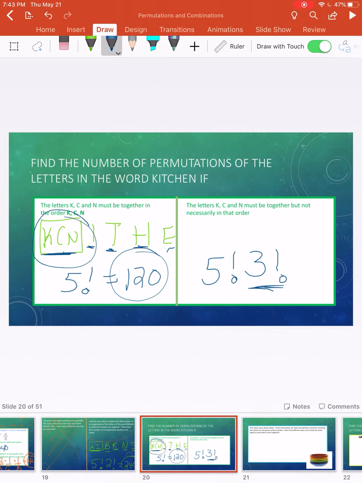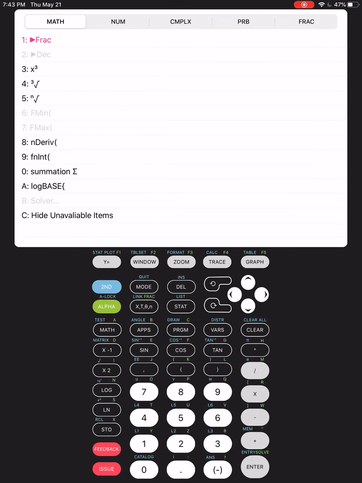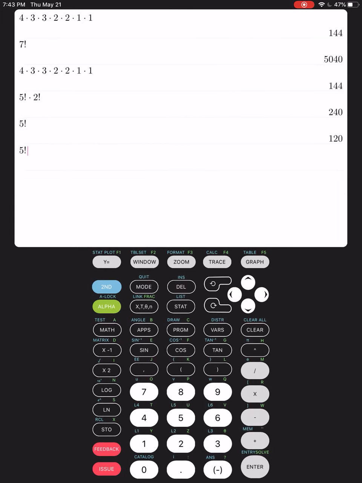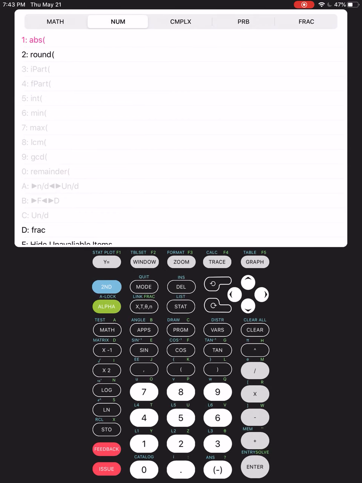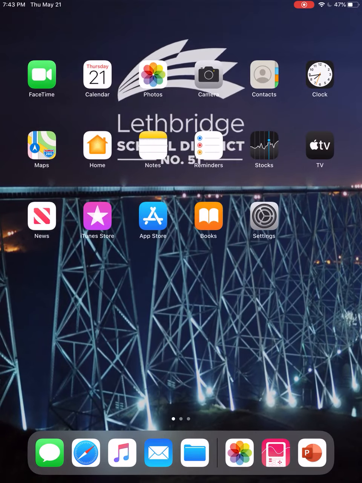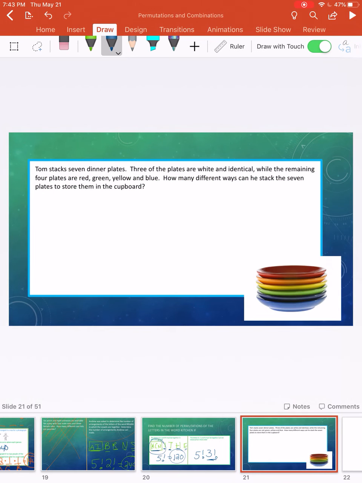So now I'm going to type this in my calculator. 5 factorial times 3 factorial. Okay, and I should end up with 720 as my answer. 720, yay.